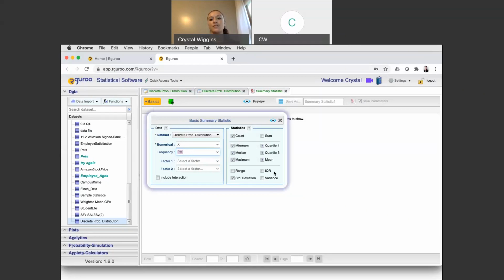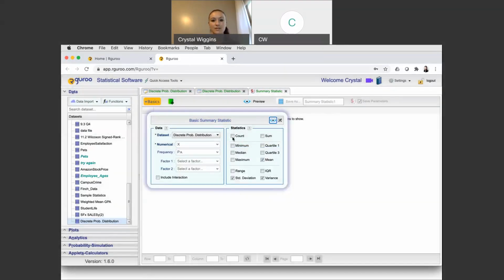So look here, if you need standard deviation, if you need variance, you can select those. I don't need the quartiles in this case. I pretty much just want the mean, the variance, and the standard deviation, because that's pretty much all I need to work with this particular set. So I'm gonna hit my eyeball.